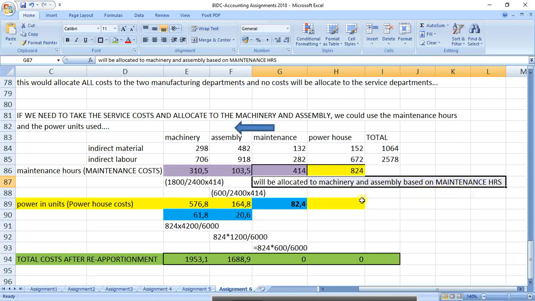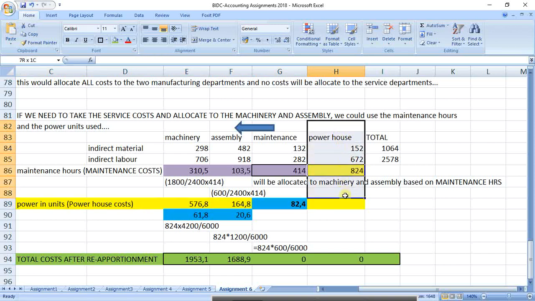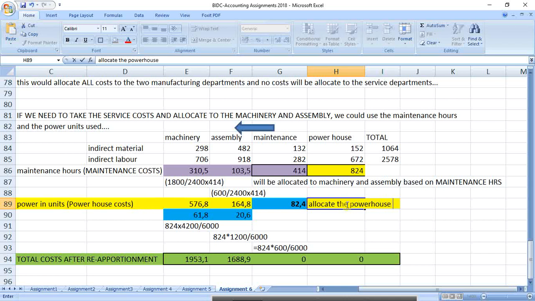Okay, so then on the next line, what did you do on this line? On this line we allocated the powerhouse. Okay, so you can write that down here: allocate or apportion, allocate the powerhouse costs to the machinery and assembly. That's what I was doing here.